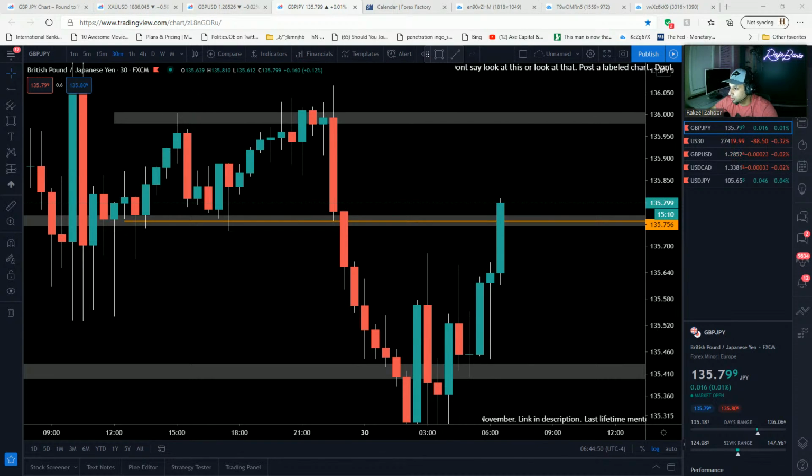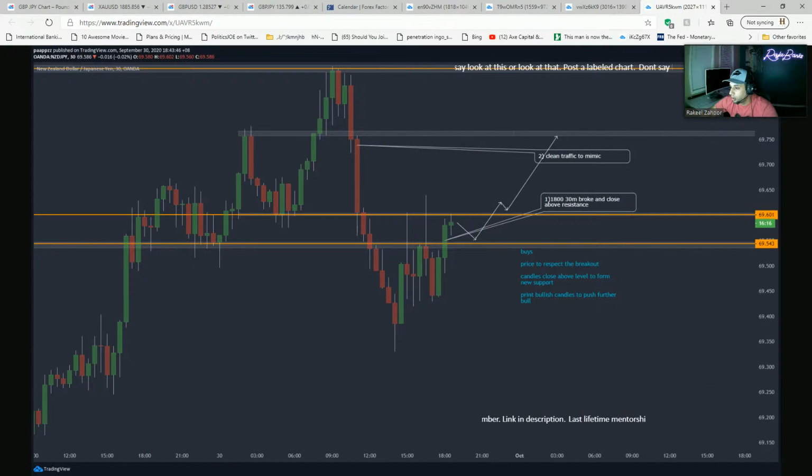Let's take a look here. What do you think, are my zones accurately placed for buys? This is New Zealand JPY.